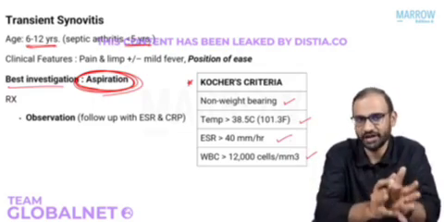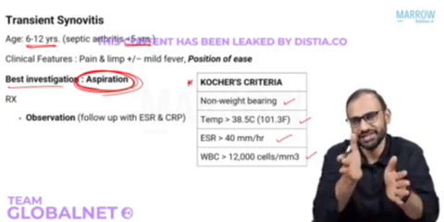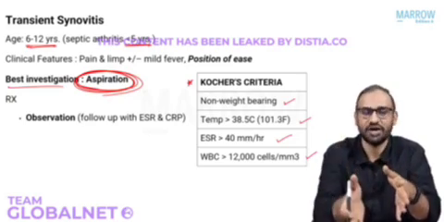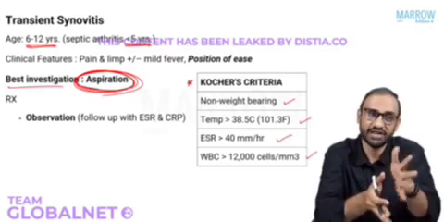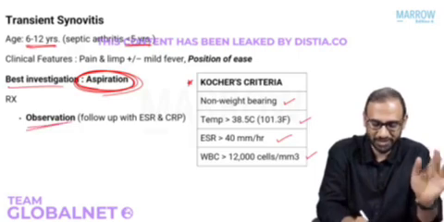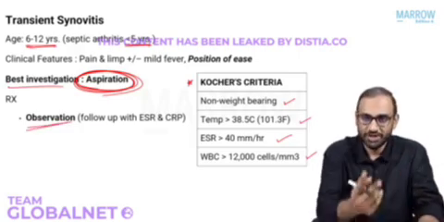So use Cocker's criteria to differentiate between transient synovitis and septic arthritis. And if it is pointing towards septic arthritis, go for arthrotomy. And if it's pointing towards transient synovitis, wait and watch. Observation. Just wait and watch. That's why transient synovitis is also known as observation hip.